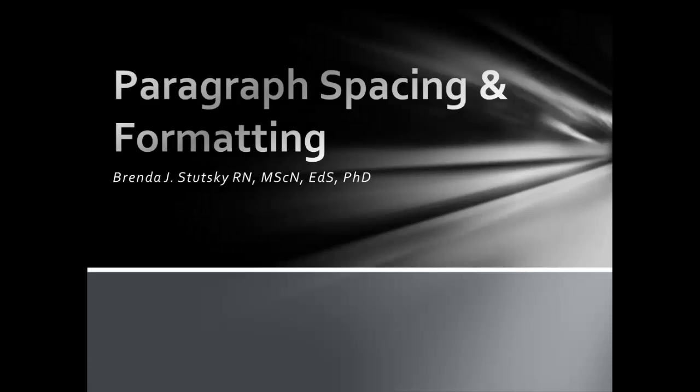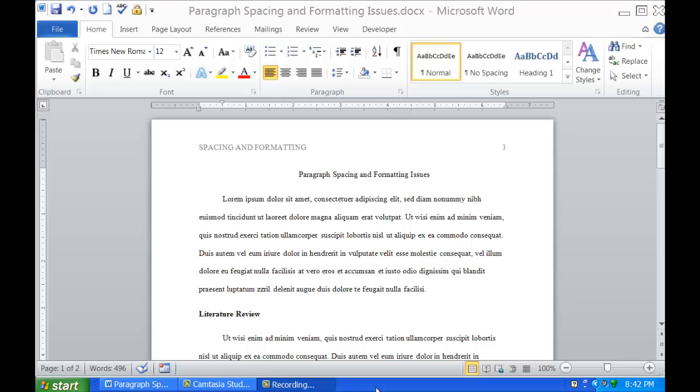In this presentation, we will review paragraph spacing and formatting for your papers. This is the first page of a typical paper. If an abstract was included, it would be on page 2. The main body starts on page 3, with the page number in the top right corner, flush right, and the header in all caps, flush left. This would be the title of the paper.